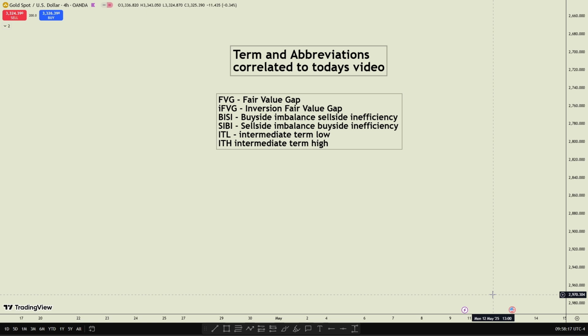My next video is going to be going over equilibrium, and it's going to be covering how I use fair value gaps with equilibrium and how I use liquidity with equilibrium. So it's going to be going over the 2 videos that I've already done, as well as a new concept. So yeah, that's going to be all for this video today.